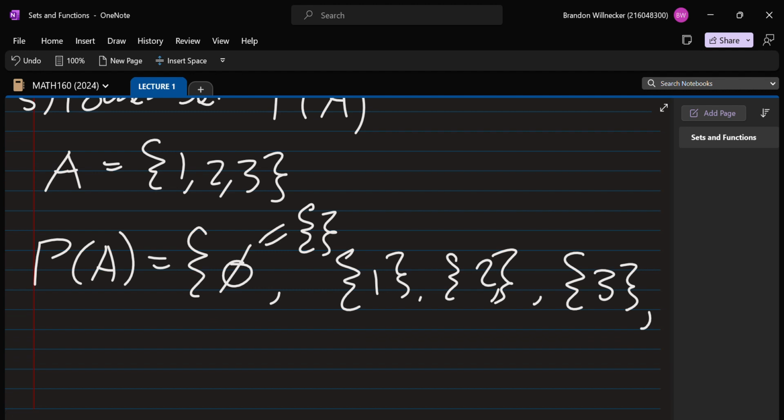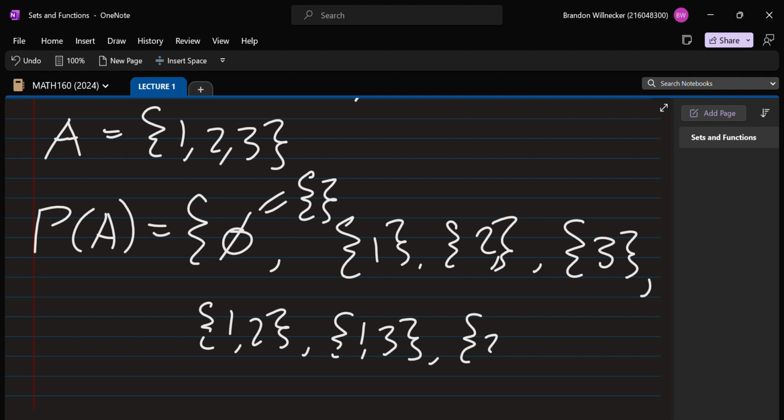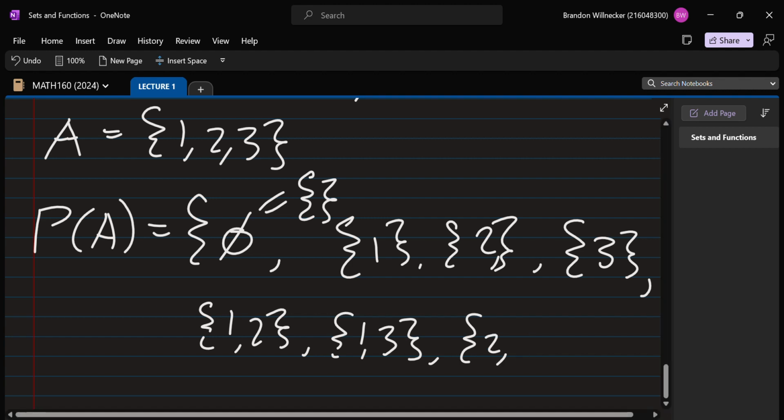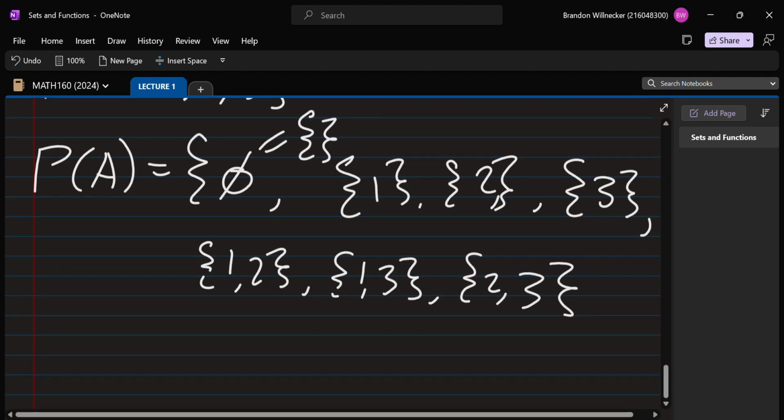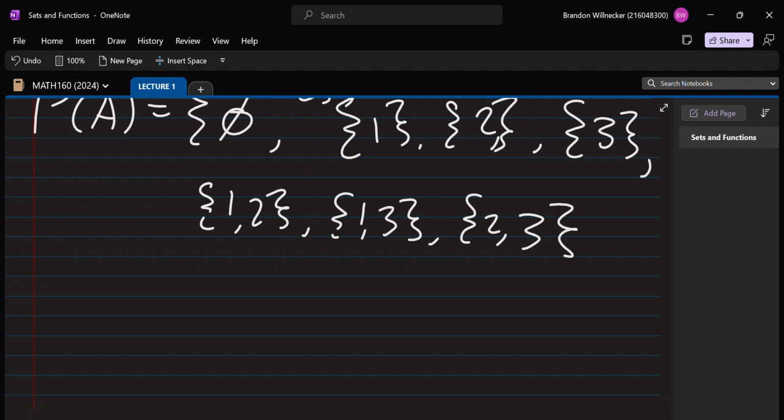There's 3 possibilities, so we've got 3 things. There's 3 ways we can pick 2 things out of that. We can have 1 and 2, 2 and 3, 1 and 3. So let's put that here: 1 and 2, 1 and 3, 2 and 3. Sorry, that's a 3. Okay, so there's 3 of those. And finally, the set containing 3 things, well, that's the entire set. So you can write out the entire set, or you can just put A. It means the same thing.